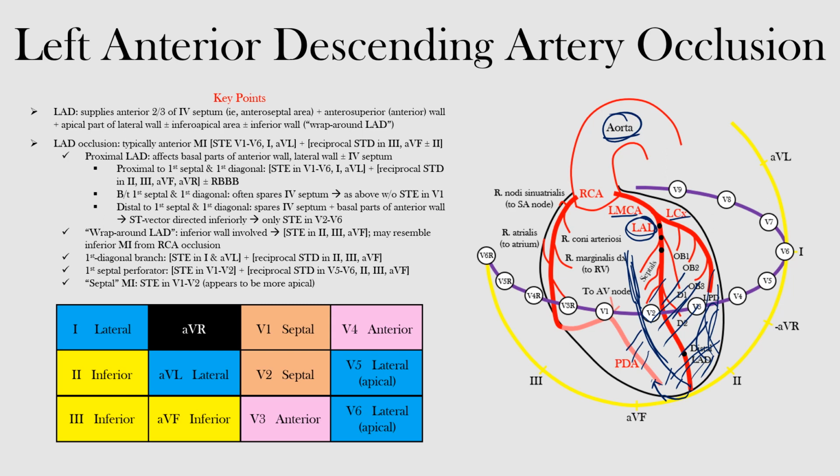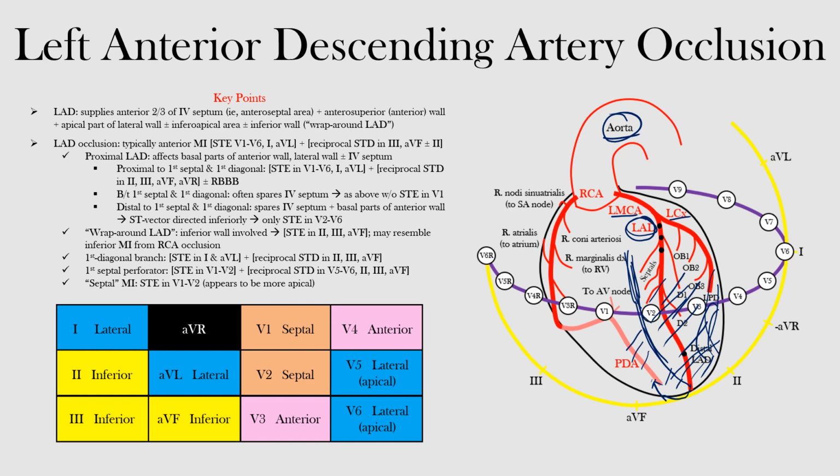Now leads 1 and aVL may show ST elevation because the diagonals given off by the LAD supply the apical part of the lateral wall, and there's pretty much always reciprocal ST depression in leads 3 and aVF and sometimes 2. Okay, so let's take a look at a proximal occlusion of the LAD.